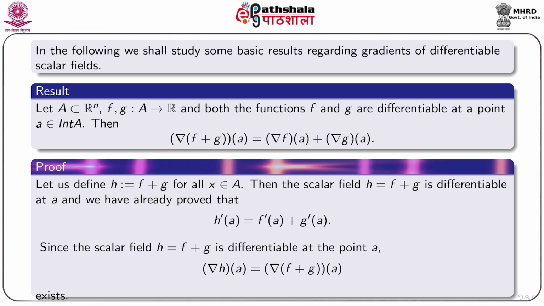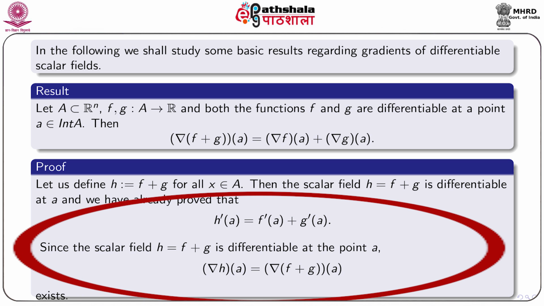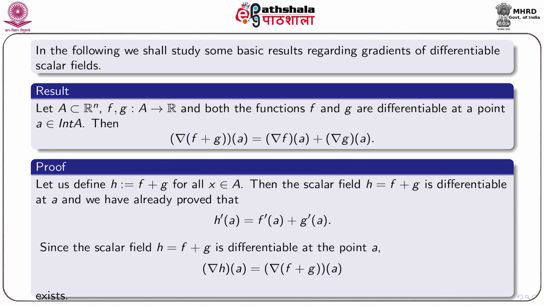First we define H equal to F plus G over the set A by the pointwise principle. Since both F and G are differentiable at a, we know the function H equal to F plus G is also differentiable at the point a. And we have already proved that the corresponding linear transformation is given by H'(a) equal to F'(a) plus G'(a). As the scalar field H equal to F plus G is differentiable at the point a, we are assured that grad H at the point a, that is grad of F plus G at the point a, exists.